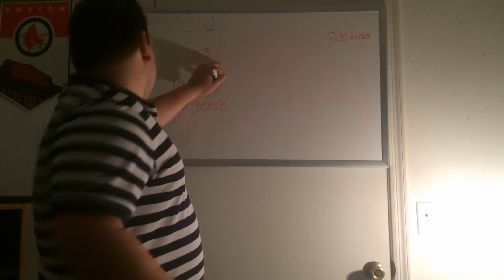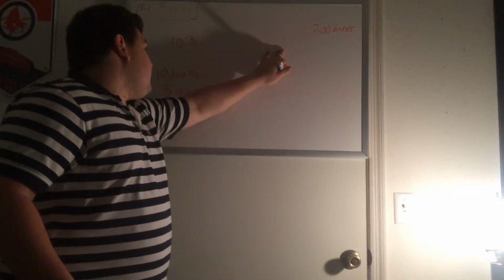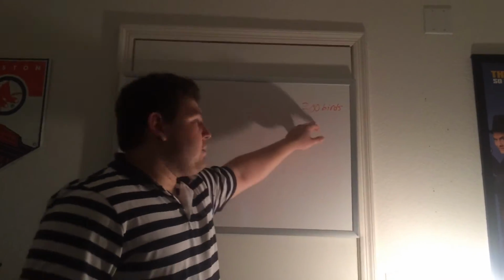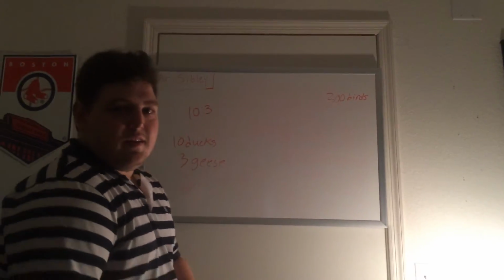So now we know it's 10 to 3. It asks how many birds are the geese, as it's stated on the worksheet. So if we know there's 3 geese for every 10 ducks, how are we going to find 300 birds? Any idea, Amanda?